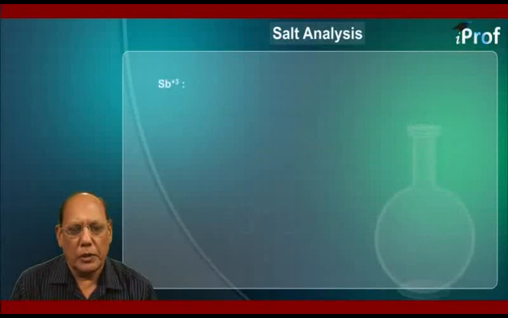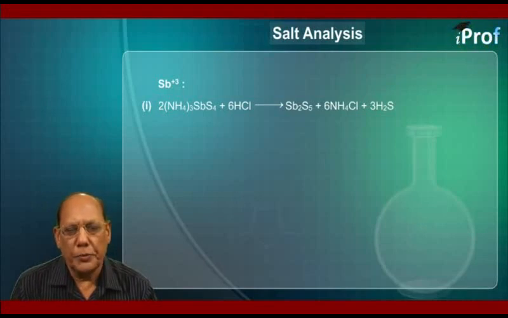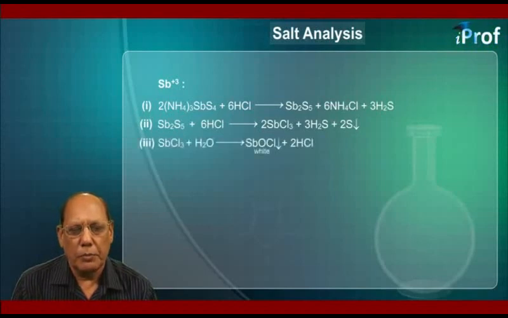Let us now learn the reactions shown by the Sb3+ ion. The first equation is 2(NH4)3SbS4 + 6HCl. We get Sb2S5 + 6NH4Cl + 3H2S. The second equation is Sb2S5 + 6HCl. We get 2SbCl3 + 3H2S + 2S.